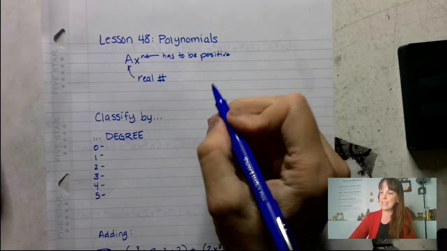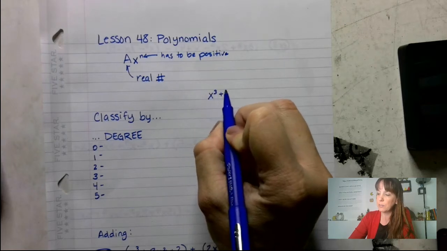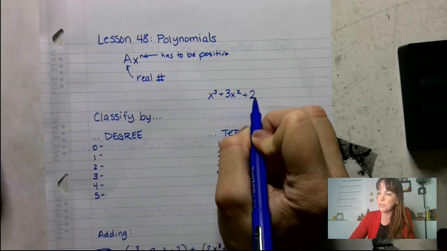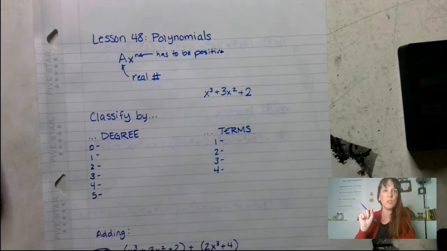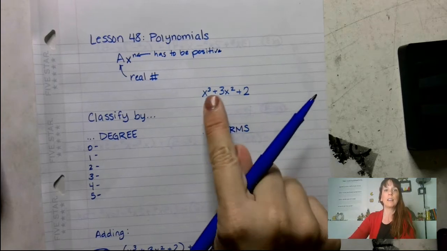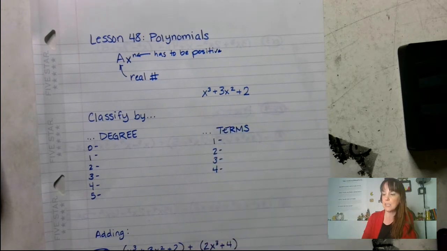Take, for example, that one that I have down here. x to the third plus 3x squared plus 2. That guy right there. We're going to first talk about the degree. That's always your highest exponent. If they're not in order, you need to put them in order. Like if these two things were swapped around, I would need to put those guys in order.